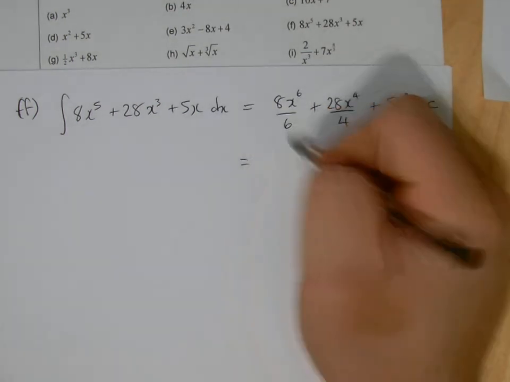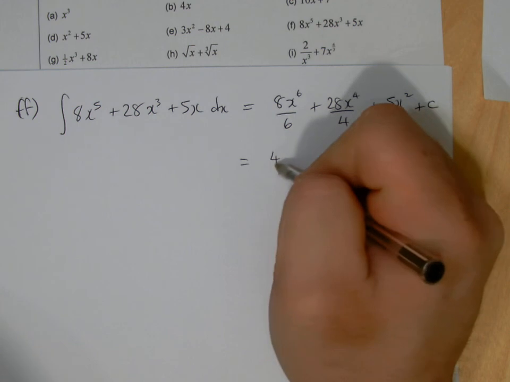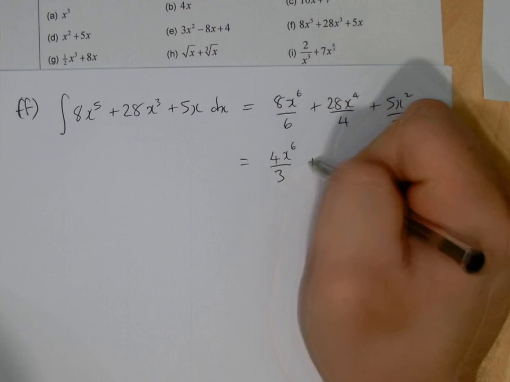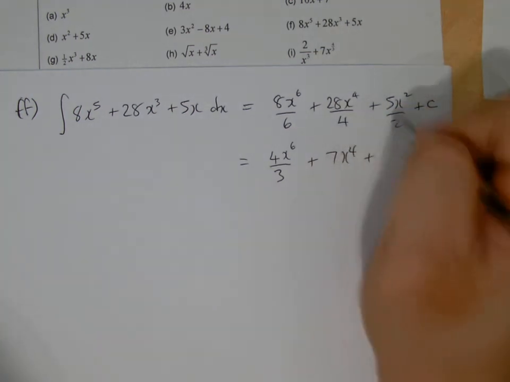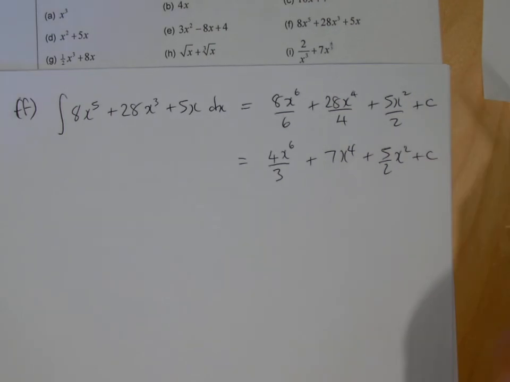This simplifies. Now 8 over 6 becomes 4 over 3, you can simplify that fraction down. So you get 4/3 there. 28 over 4 becomes 7. 5 over 2 can't be simplified, so you get that, and then plus c at the end.